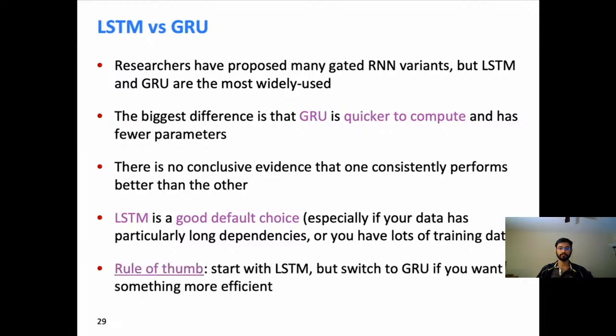So a rule of thumb is that maybe you want to start with LSTMs, and if you're happy with that performance and happy with how long it takes to train, then you stick with that. But if you feel like you need it to be more efficient, then maybe you should switch to GRUs and see how that goes with the performance and if it's faster.